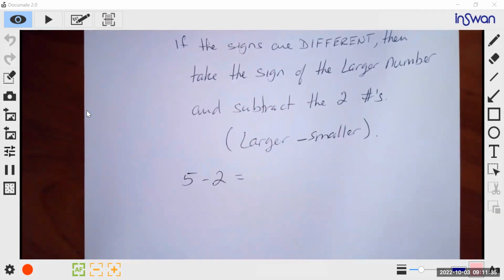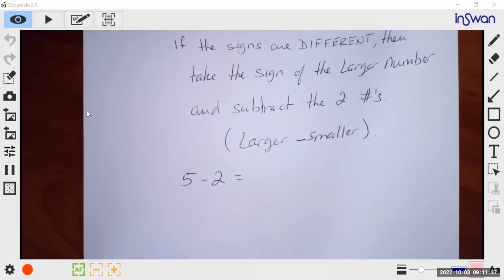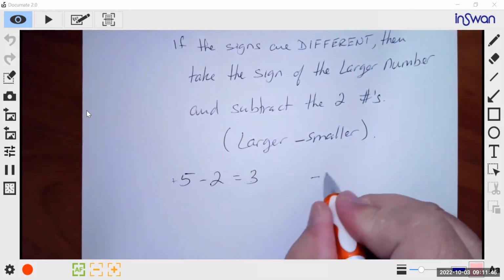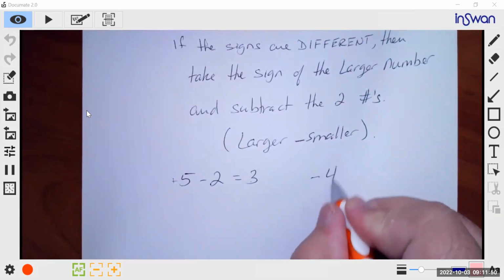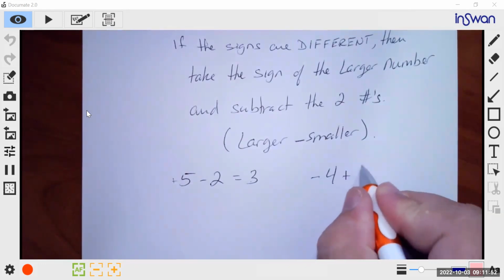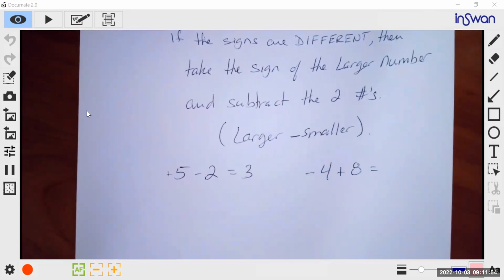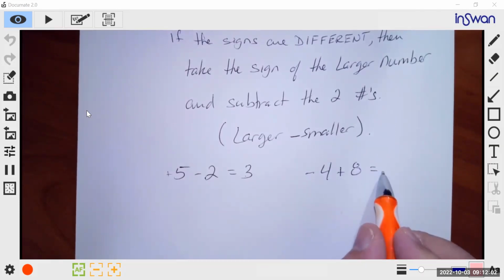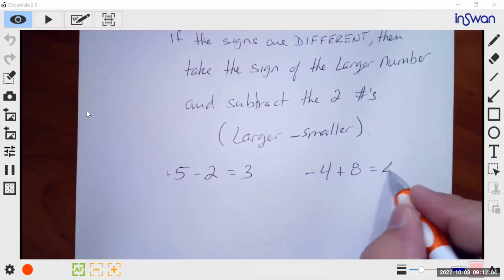5 minus 2. The different signs, as soon as a positive, that's a negative. Since 5 is bigger, the answer is going to be positive. 5 minus 2 is 3. Negative 4 plus 8. Again, they're different signs. Since 8 is bigger, it's positive. The answer is positive. 8 minus 4 is 4.